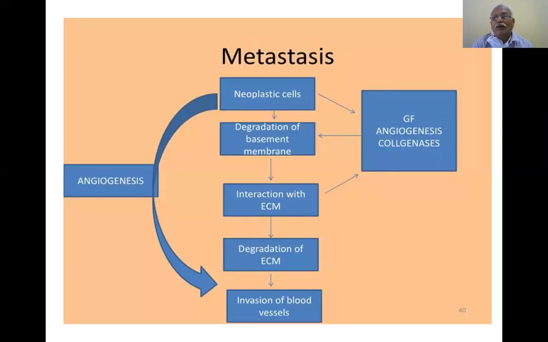Metastasis is one important thing that you have to note down. The neoplastic cell will undergo degradation of the basement membrane, and the interaction with the ECM and degradation of ECM will take place. The invasion of blood vessels will take place, or the neoplastic cell will directly induce angiogenesis. New blood vessels will be forming on the neoplastic cell growth mass. So anything can carry on the metastatic spread of the cancer cells.